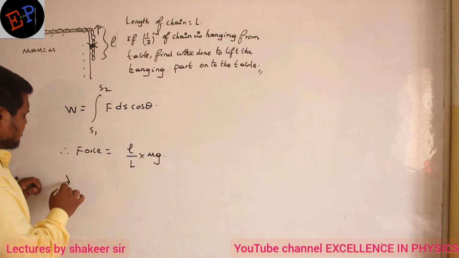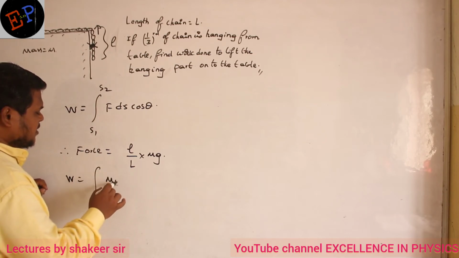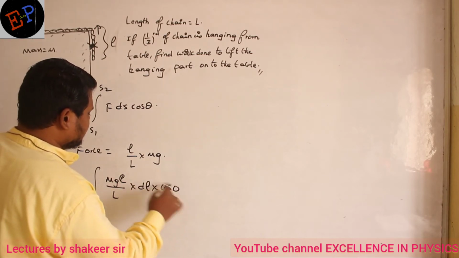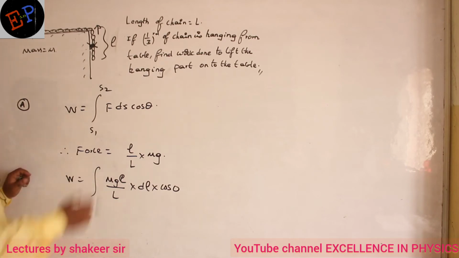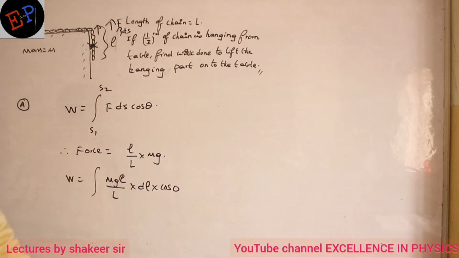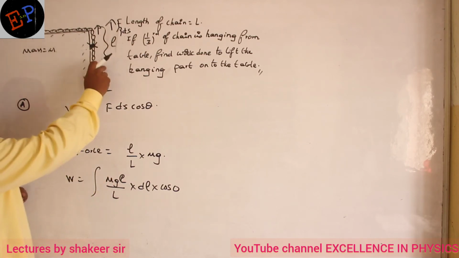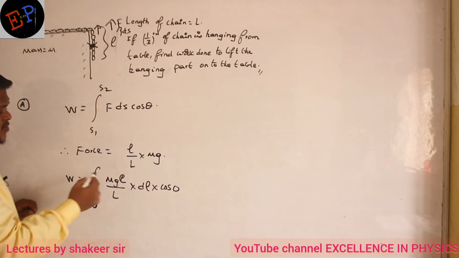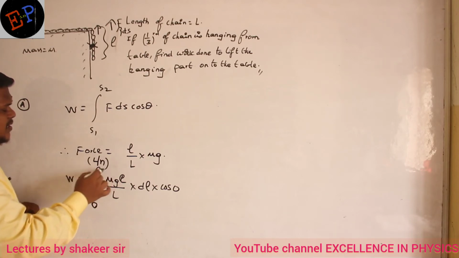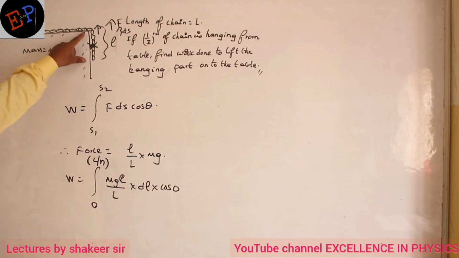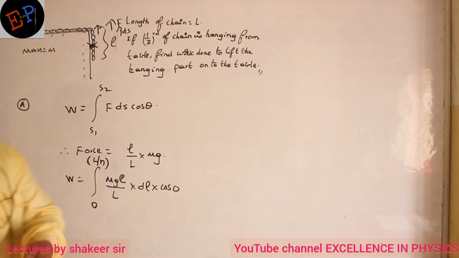Now let us substitute in this equation. W is equal to the integration of F, which is mg small l divided by capital L, multiplied by dl, multiplied by cos 0. Why am I writing cos 0? Because force is applied in the upward direction and displacement is also in the upward direction, so the angle between them is 0. Now what are the limits of integration? First I start from 0 length of the chain, and I have to pull up to L by N length of the chain, the total hanging part. So the L by Nth part of the chain I have to pull onto the table.